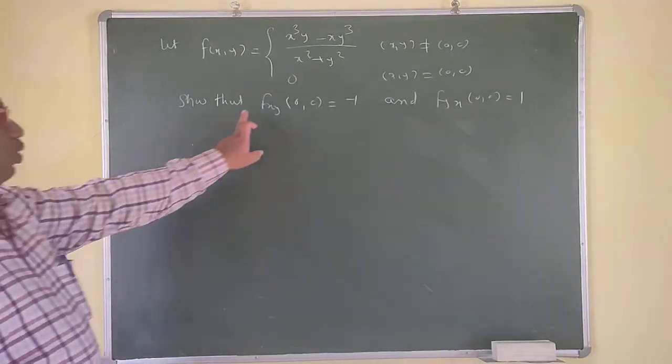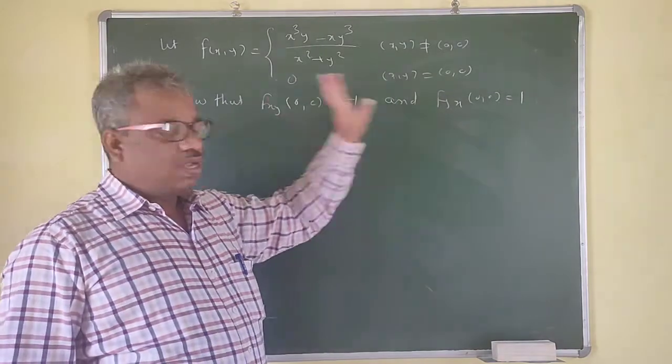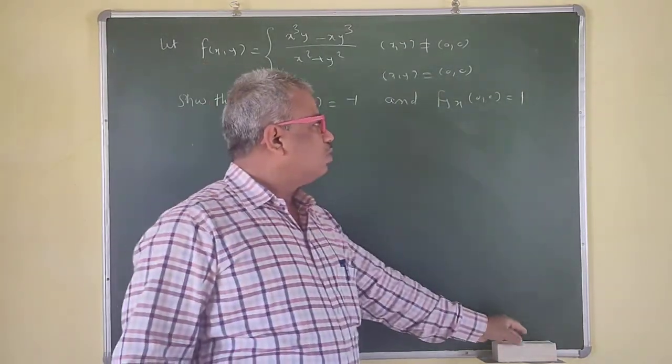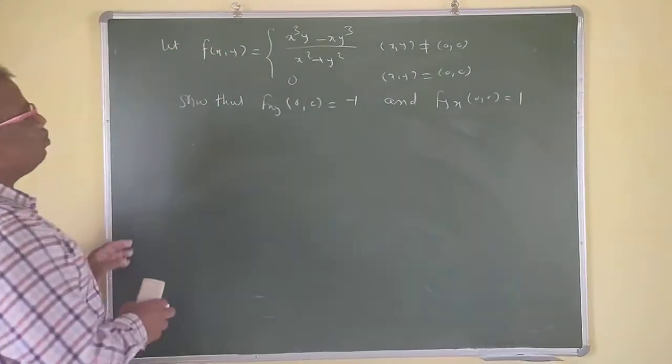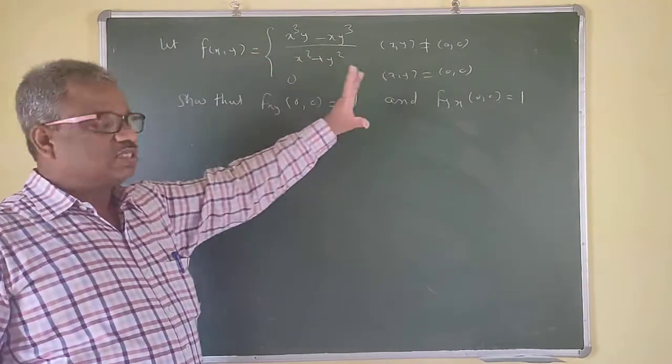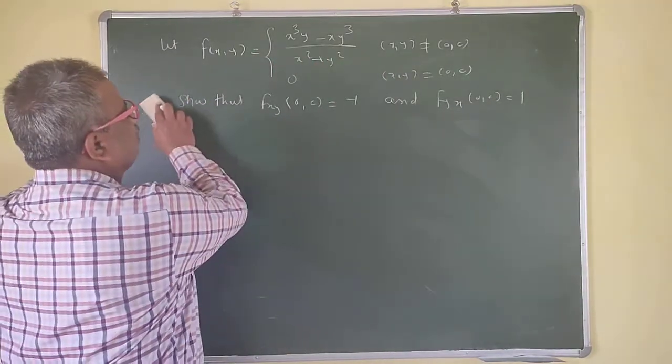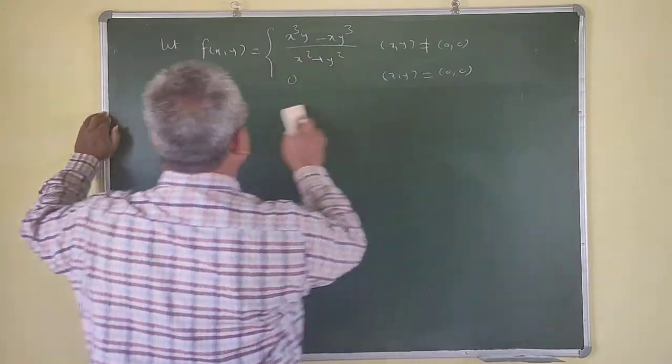Okay, so we want to find the mixed order partial derivatives at (0, 0). So we'll do this one. What are we given? We have been given this function. This is a step function. So we'll find this fxy(0, 0) and fyx(0, 0).